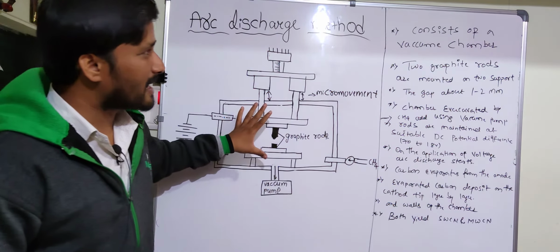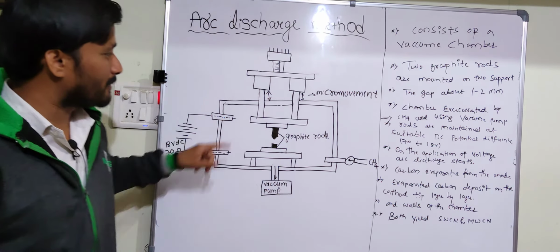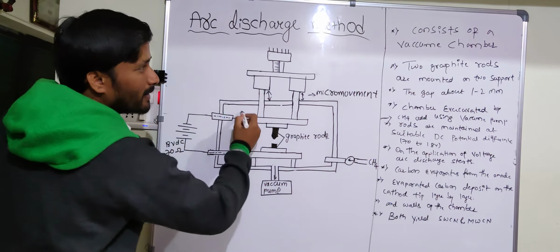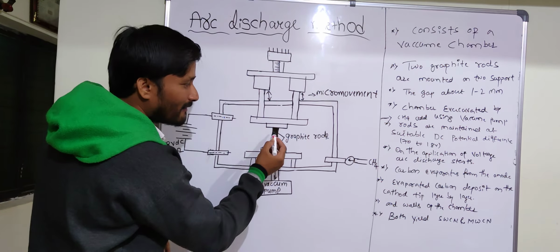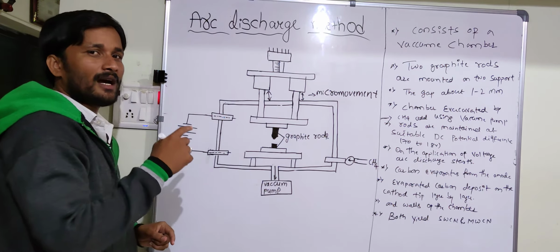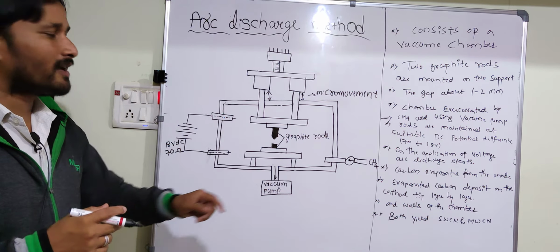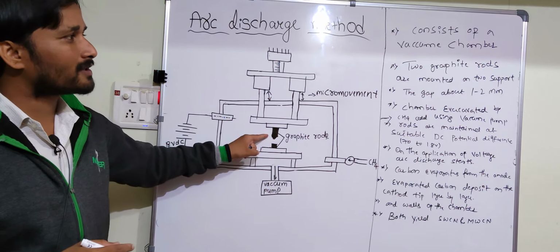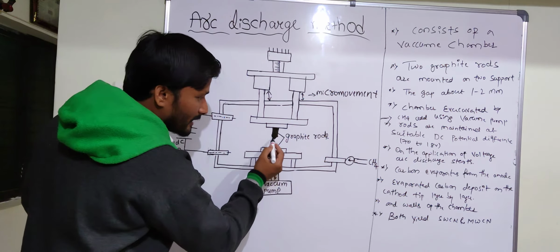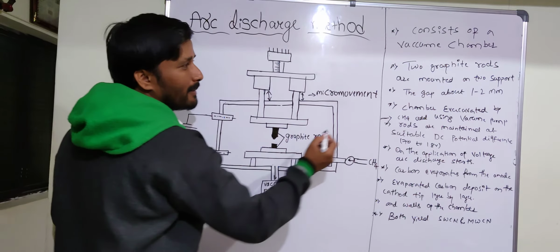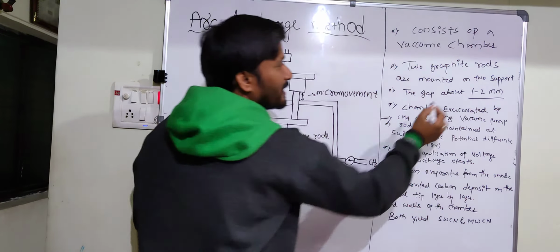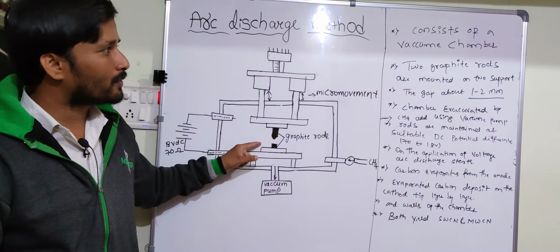This arc discharge method consists of a vacuum chamber. This is the vacuum chamber. Inside this vacuum chamber we are going to use two graphite rods, one is the cathode and the other one is the anode. The gap between the graphite rods is about 1 to 2 mm. Here I have mentioned the gap of the rods is about 1 to 2 mm.